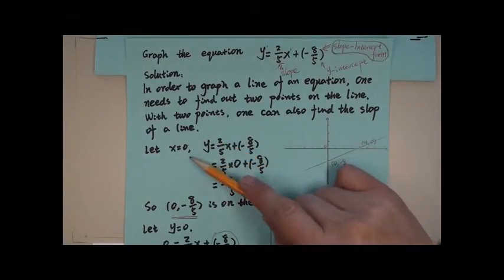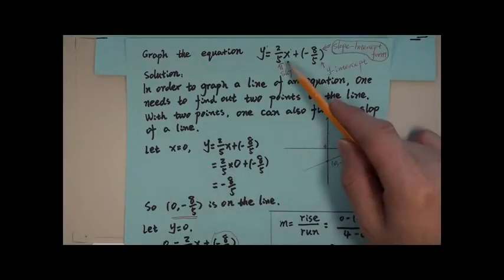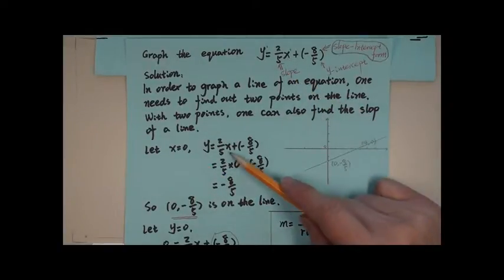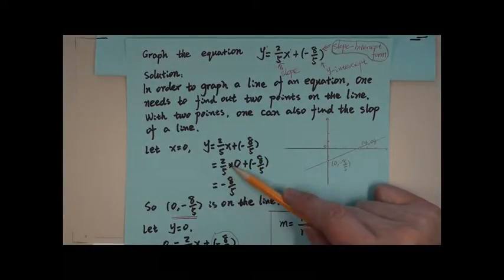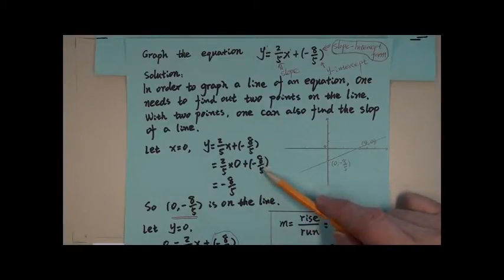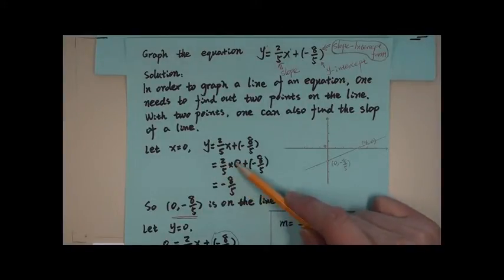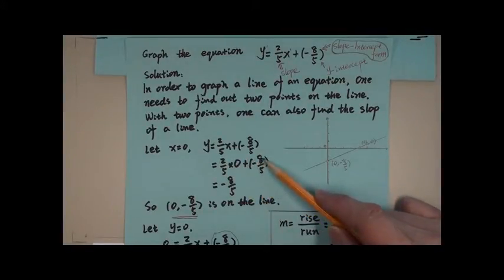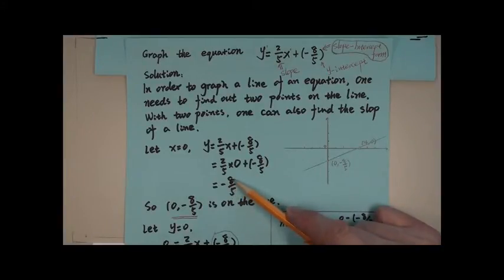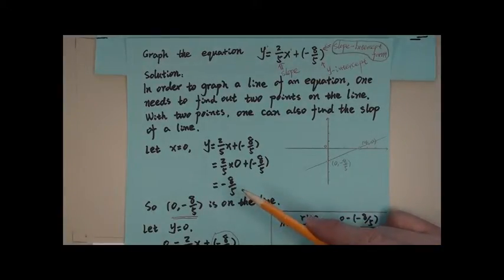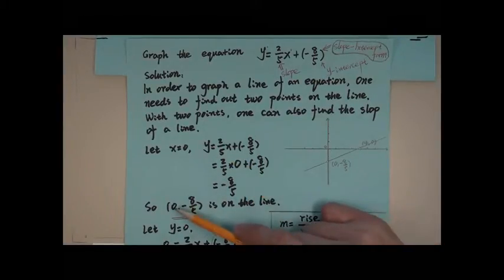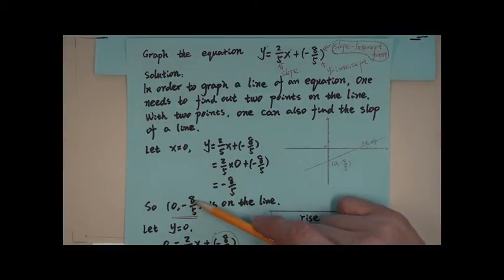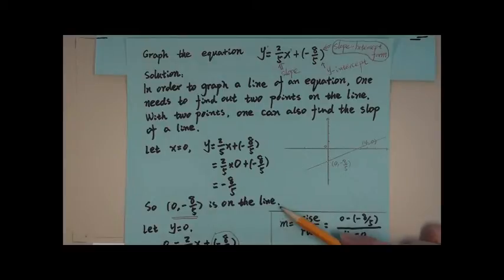If we let x be 0, then you replace x with 0. Then 2/5 times 0 plus negative 8/5. 0 times 2/5 is 0, then plus negative 8/5, so you have negative 8/5. So you have a value y. And then 0, negative 8/5 is on the line.